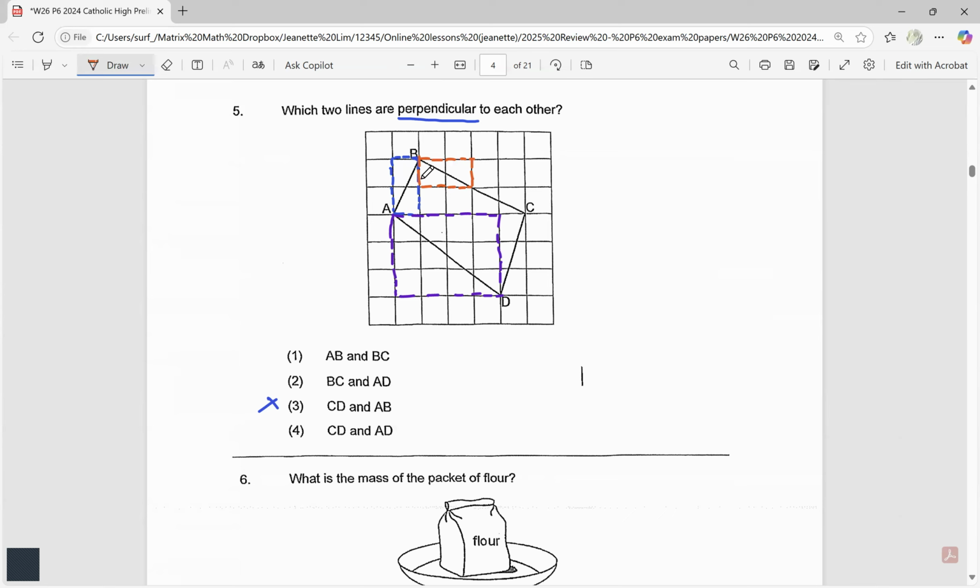Okay, so these two are parallel. So it will be AB and BC, because BC is just an extension of this line here. So AB and BC, answer is 1.